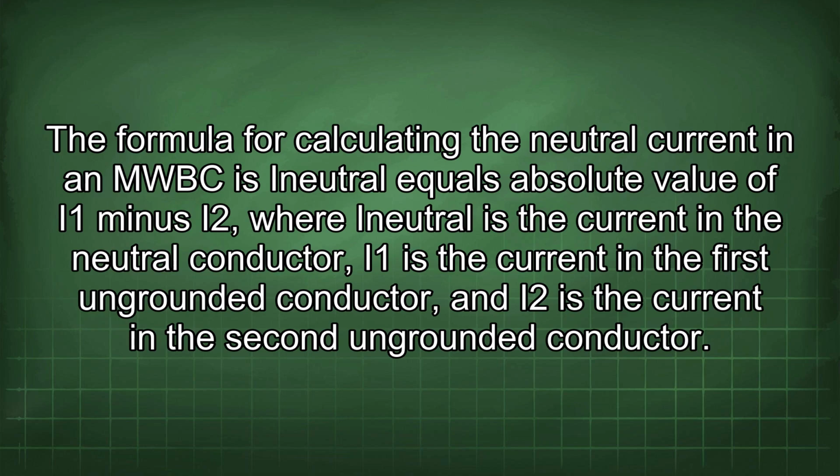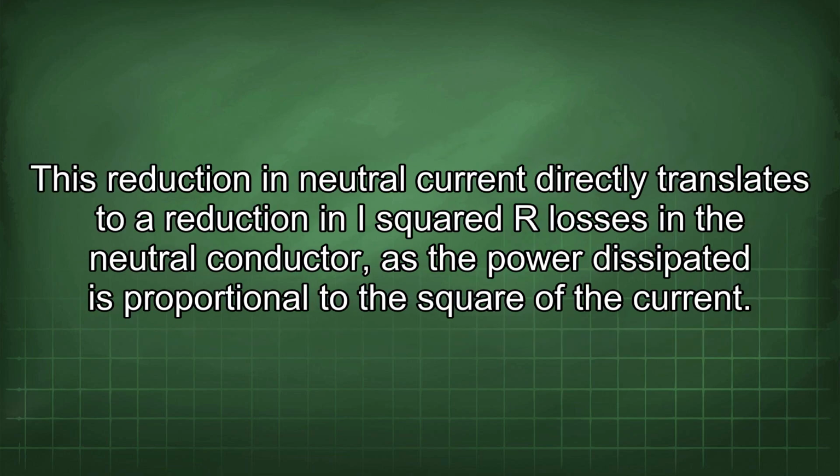The formula for calculating the neutral current in an MWBC is I_neutral equals the absolute value of I1 minus I2, where I_neutral is the current in the neutral conductor, I1 is the current in the first ungrounded conductor, and I2 is the current in the second ungrounded conductor. This reduction in neutral current directly translates to a reduction in I2R losses in the neutral conductor, as the power dissipated is proportional to the square of the current.